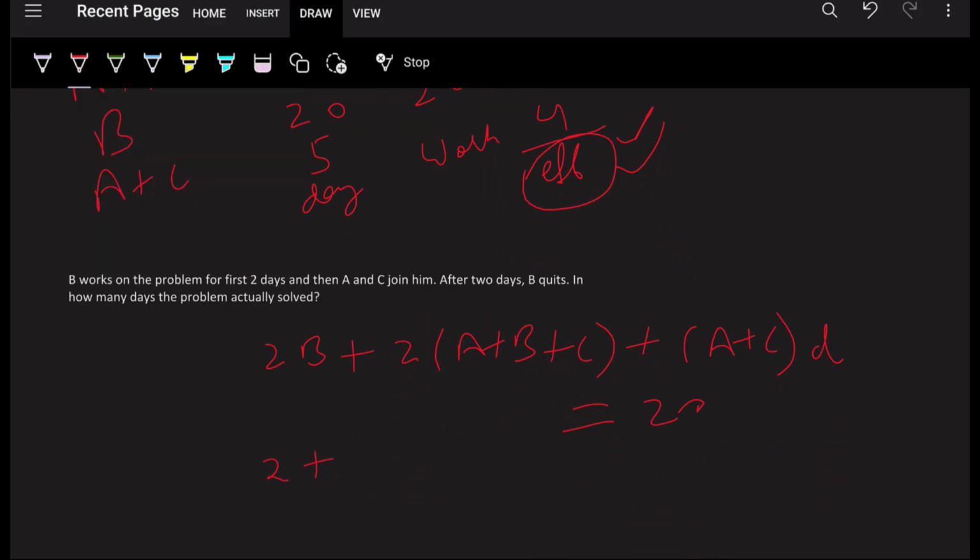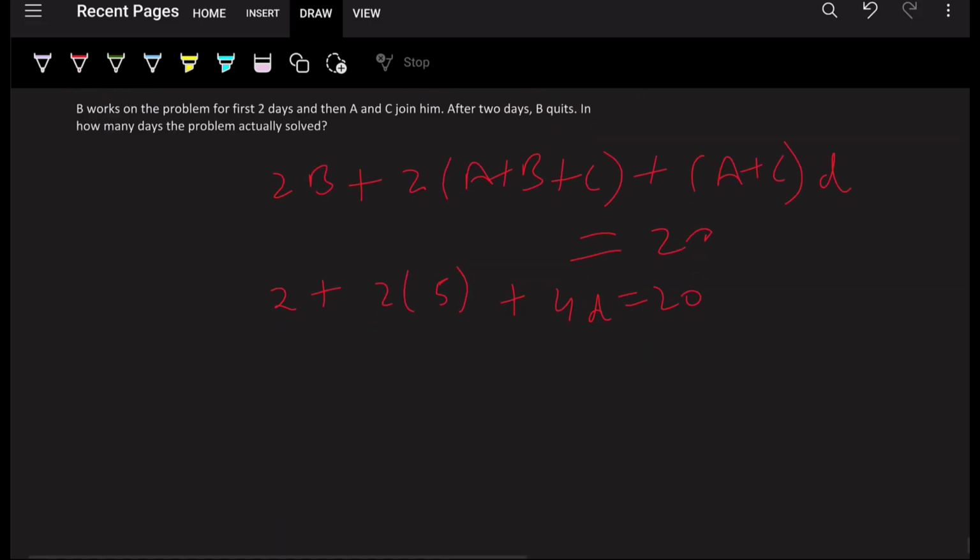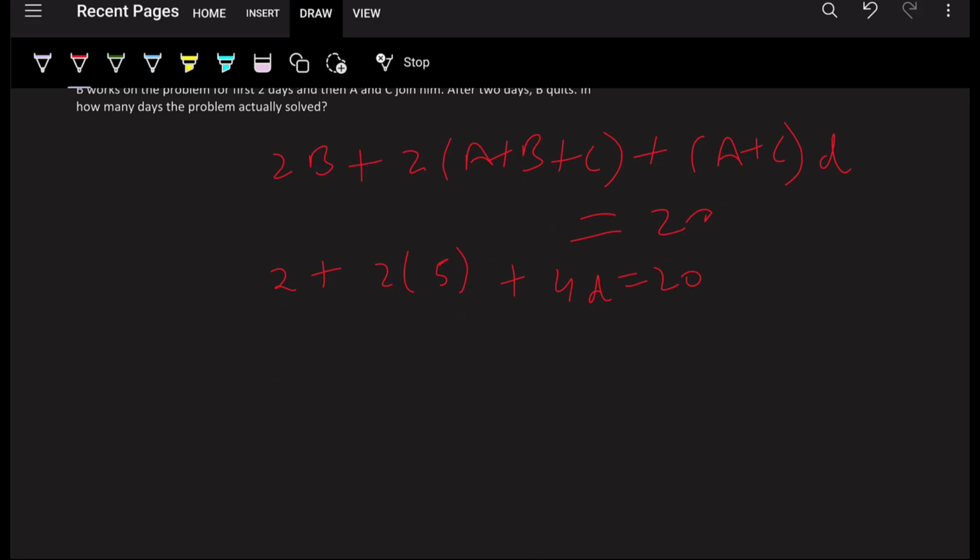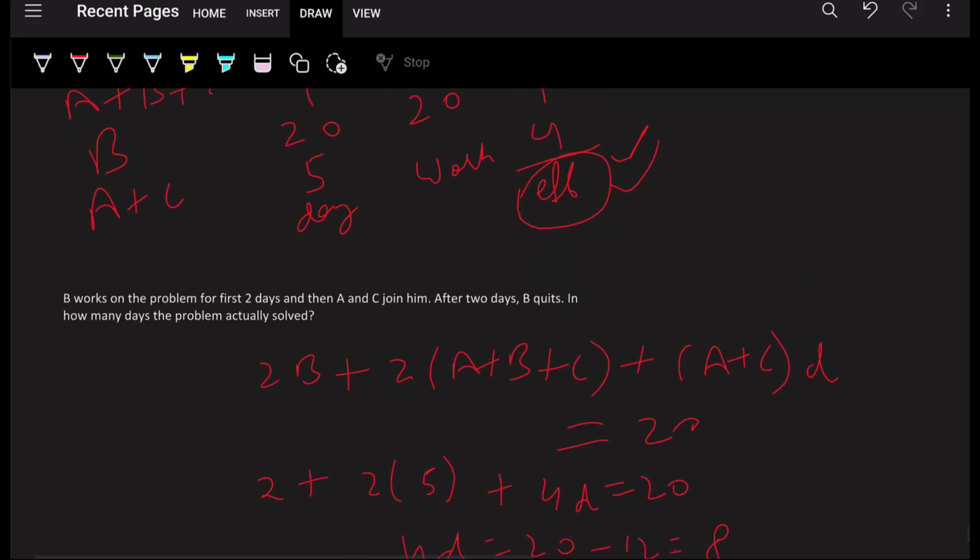2 plus 2 times 5 plus a plus c is 4 times d is equal to 20. So now solving this equation, we will get 2 plus 10 plus 4d is equal to 20, 4d is equal to 8. So from here we got d is equal to 2. So this is our answer, that after 2 days the work will be completed.